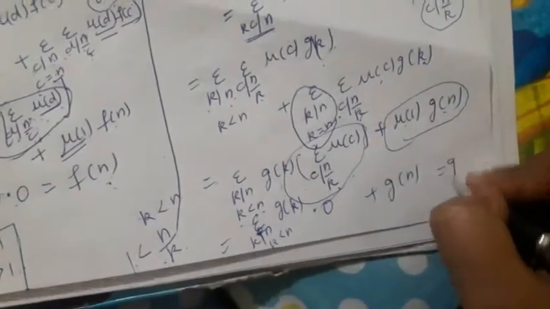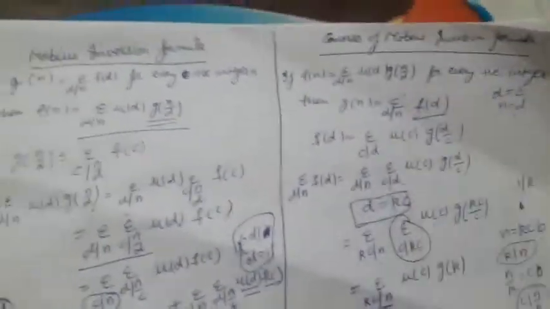So right hand side is equal to g of n. So g of n is summation d divides n f of d. This was to be proved.